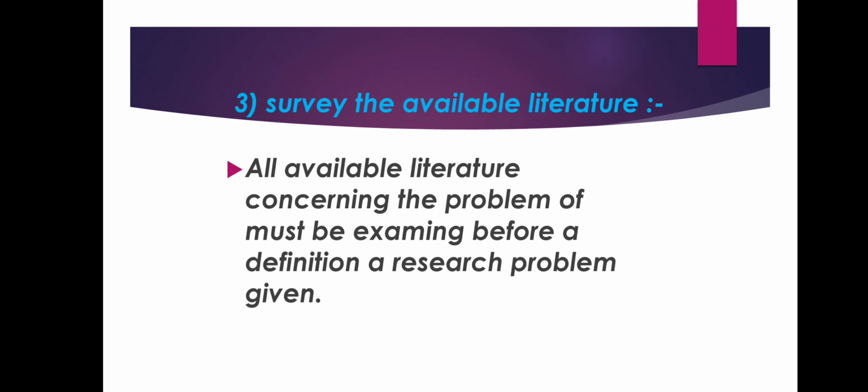So it includes understanding the nature of the problem. Now the next step is to survey the available literature. After discussing my problem with some persons who have good knowledge, I have to survey the available literature for my problem also. Available literature means we have to go through research papers, journals, government reports, and some books which are related to my area. And this available literature will help me a lot in defining my research problem in a specific way.